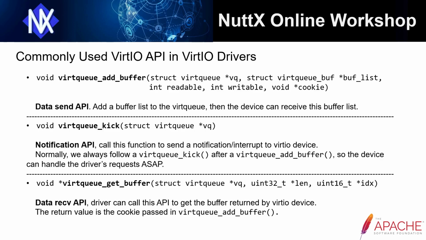The last API is virtqueue_get_buffer. This is a data receive API. The driver can call this API to get the buffer returned by the VirtIO device. Importantly, the return value of this function is the cookie passed in virtqueue_add_buffer.